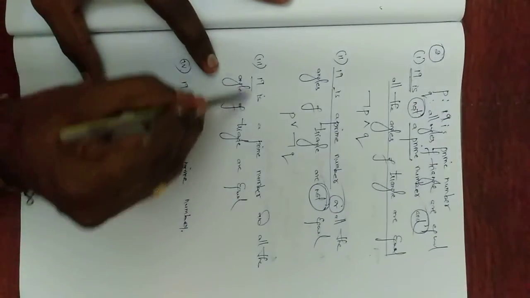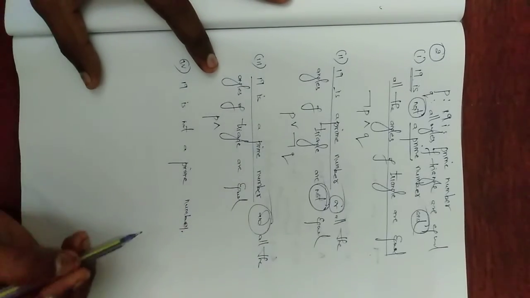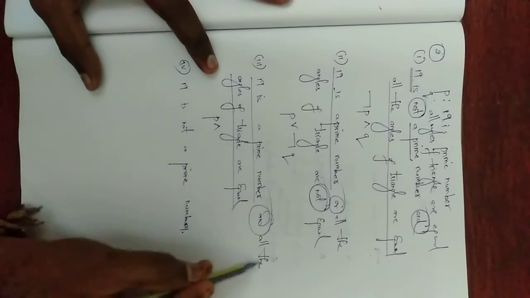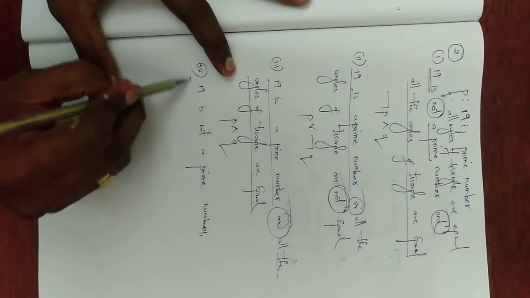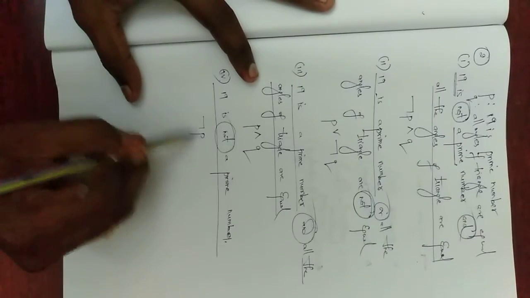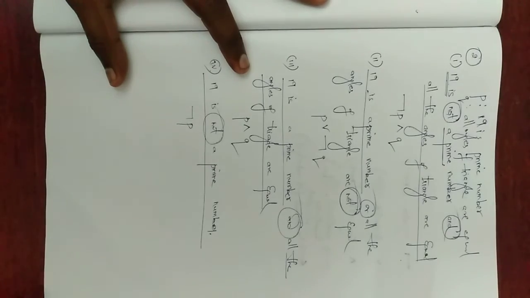Next, 19 is a prime number, so use P. And you need to use conjunction. All angles of a triangle are equal, so write Q as it is. Very simple sum. 19 is not a prime number, so negation of P. Write it fully as it is. So with this we have finished the first sum and second sum.